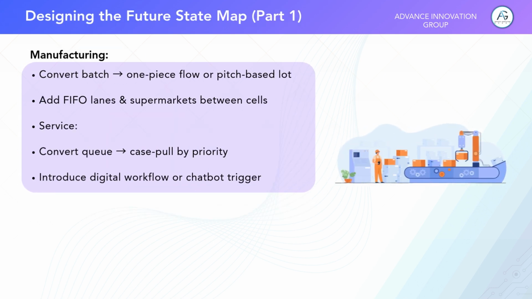When designing the future state map, we apply improvements differently for manufacturing and service processes. In manufacturing, we convert batch production into one-piece flow or pitch-based lots and add FIFO lanes or supermarkets between cells to manage flow. For service processes, queues are converted into case-based systems based on priority, and digital workflows or chatbot triggers are introduced to improve response time and automation.